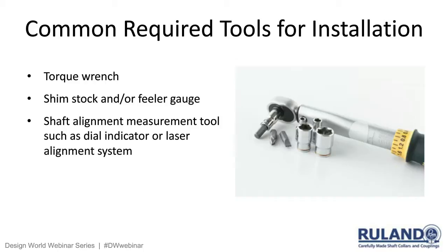It's an overlooked piece of information, if you will, but over-torquing or under-torquing the screws on couplings is going to greatly affect how well they clamp and how long they last. Please use a torque wrench when you're installing the couplings and use the appropriate torque setting for each size screw, and we have that listed on our website as well. Shim stock or feeler gauge, shaft alignment measurement tool, such as a dial indicator system or a laser alignment system.